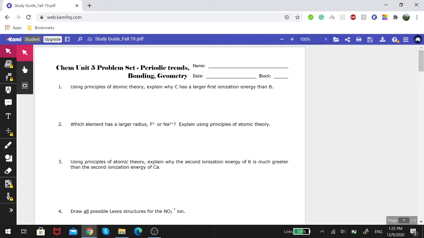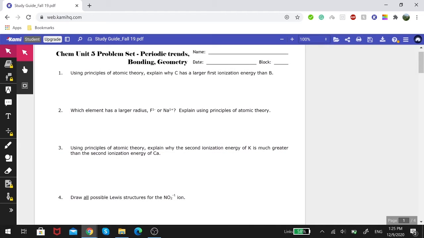We will be going over the Unit 5 problem set, which is basically the study guide for everything we've done so far in Unit 5. I'm going to quickly go through this so you get an idea of what you're going to be looking at.